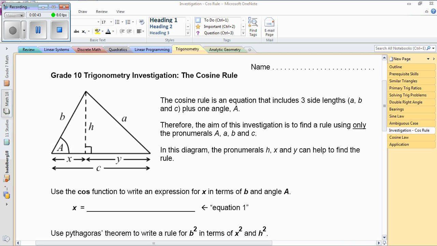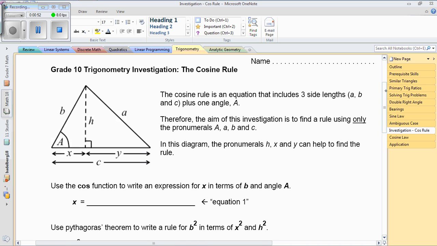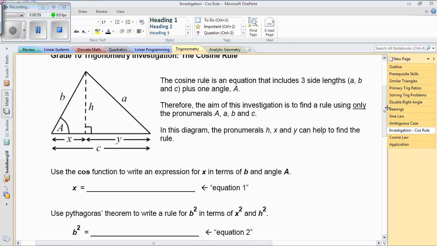But in the meantime, I'd like to start by reviewing the trig investigation cosine rule. So the other day, we spent some time working on this investigation. And it said here, looking at the triangle and the diagram that you're given, use the cos function to write an expression for x in terms of b and angle A. Well, if on the side you wanted to write cos A is actually equal to x over b, rearranging for x, you know that x is equal to b cos A.